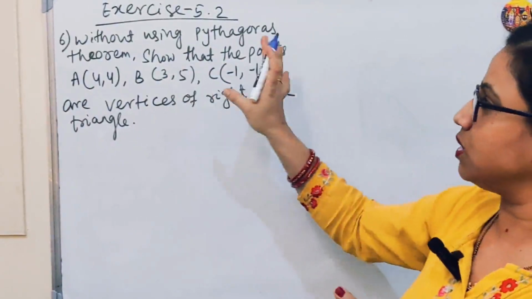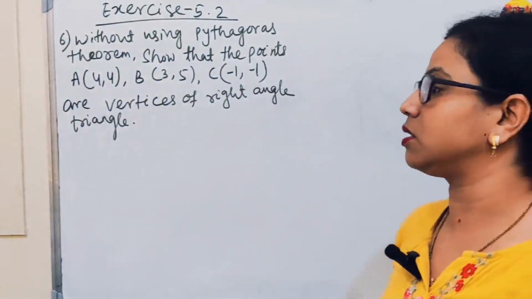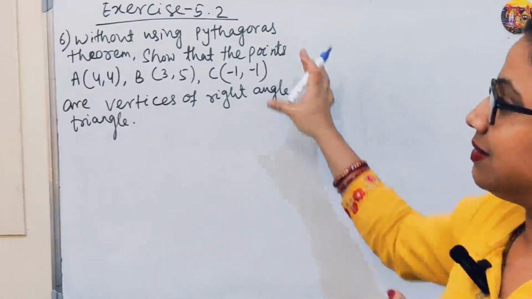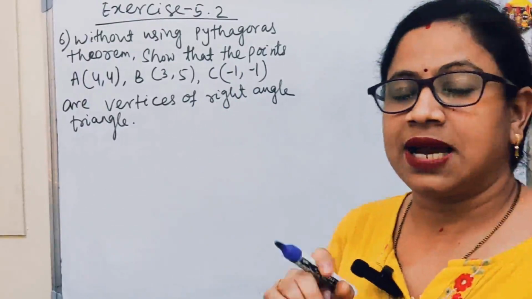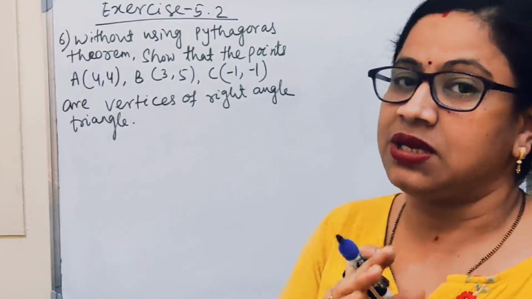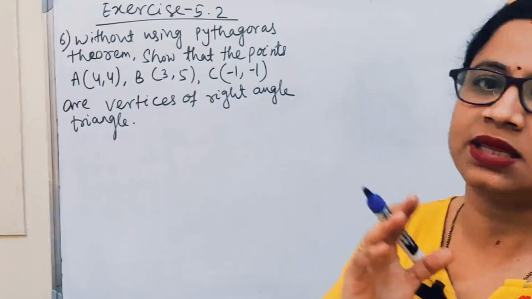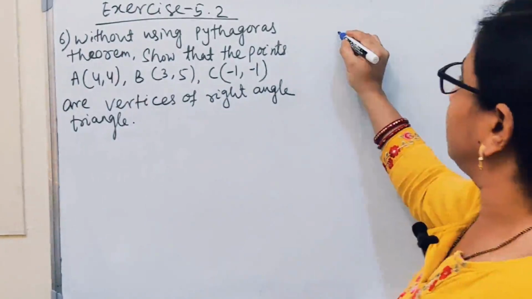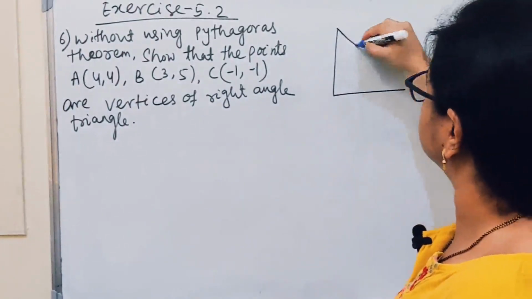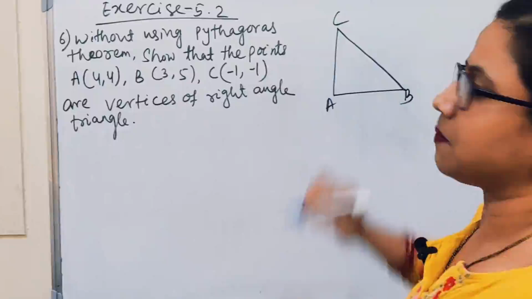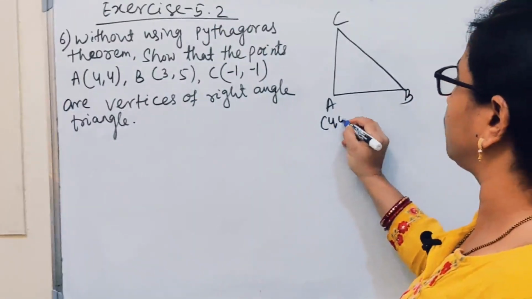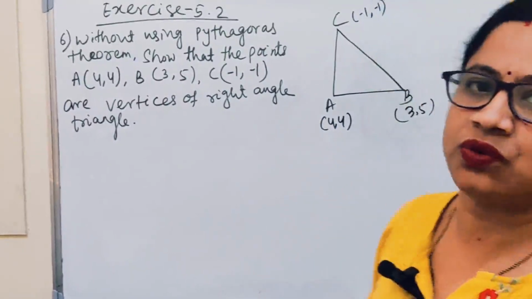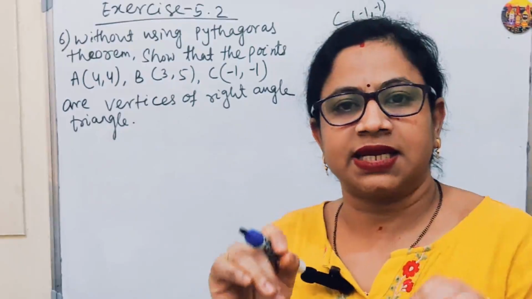As per the question, without using Pythagoras theorem, show that the points A, B, C are vertices of a right angle triangle. So in this question, we need to show that the lines are perpendicular to each other. If we can prove that, then we can prove that the triangle is a right angle triangle, because base and height are perpendicular to each other. If I draw a figure like this, let this be A, B, C. Here the coordinates of A are (4, 4), B (3, 5) and C (-1, -1). It is not given which angle is the right angle, so you can take it as per your choice.